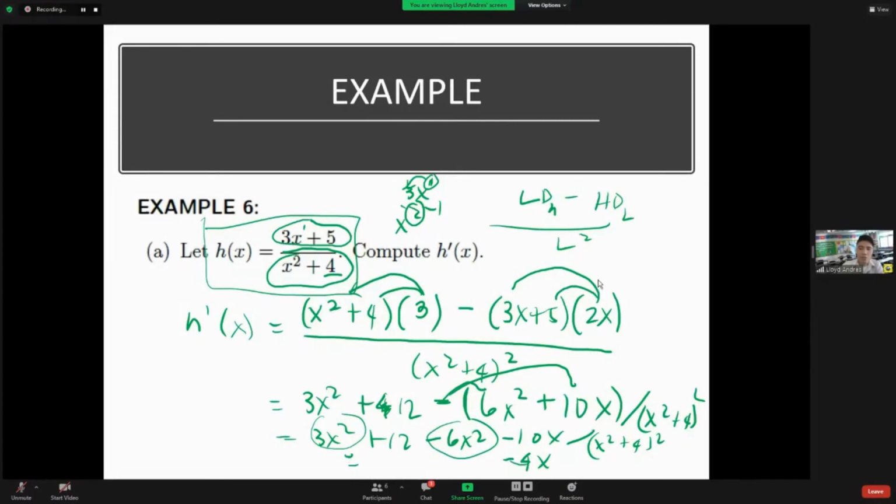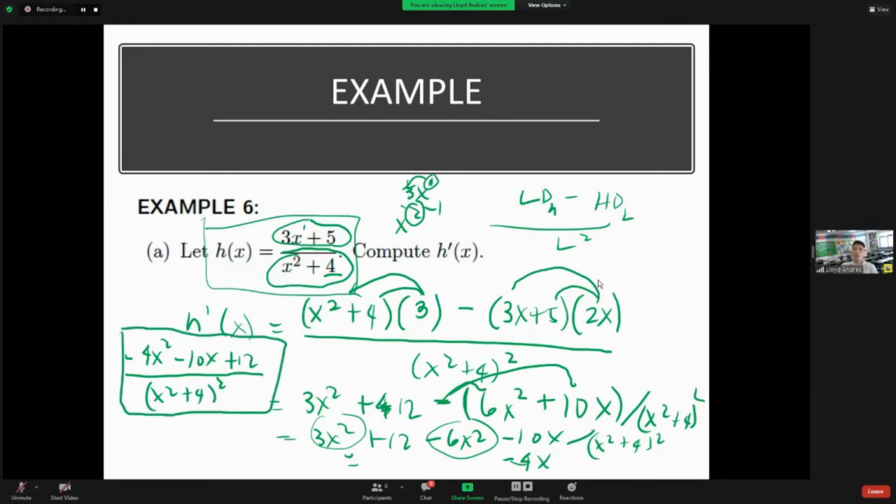The 3x squared or negative 6x, that's negative 4x squared minus 10x plus 12 all over the quantity x squared plus 4, exponent 2. So that's the derivative. If you noticed a mistake in the process, please inform me, because I might operate wrongly. Basically, that's the process.